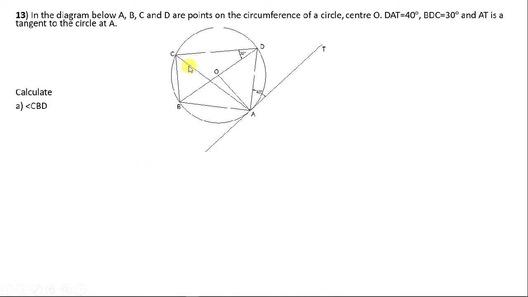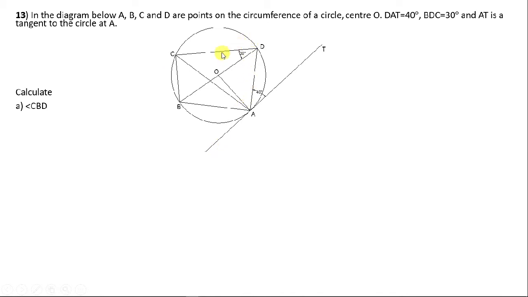Now, when you look at this line BOD, you will find that it is the diameter. It is cutting the circle into 2 equal halves. Now, when you have an angle at the circumference in a semicircle, half of a circle, it means that this angle here is a right angle. That one is a right angle.